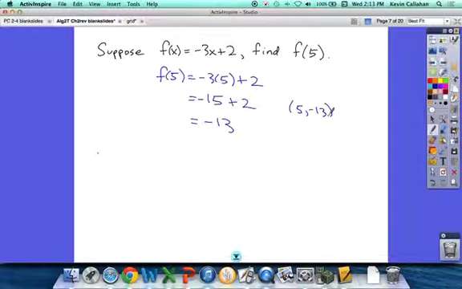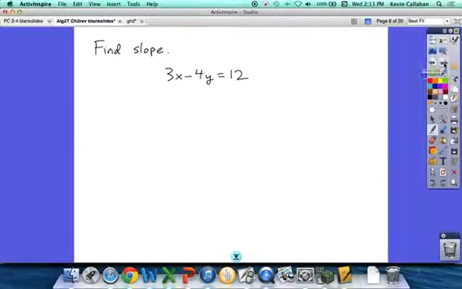You ready? Okay, find the slope. It's kind of like the quiz question, really. What are we going to do so that we can read the slope right off the equation? Solve for y, right? So this will be negative 4y equals negative 3x plus 12. Then what? Divide by negative 4, divide negative 4, divide negative 4.